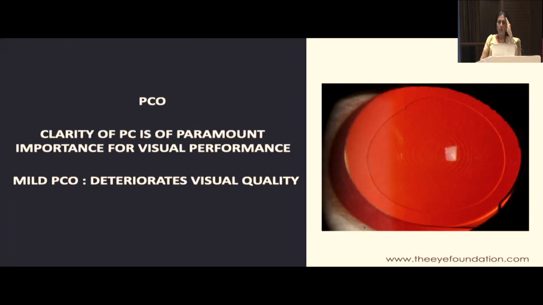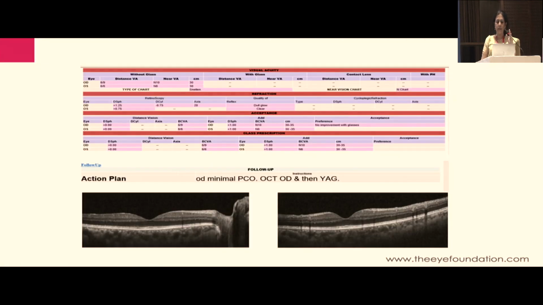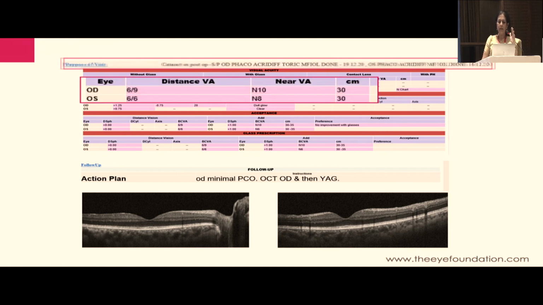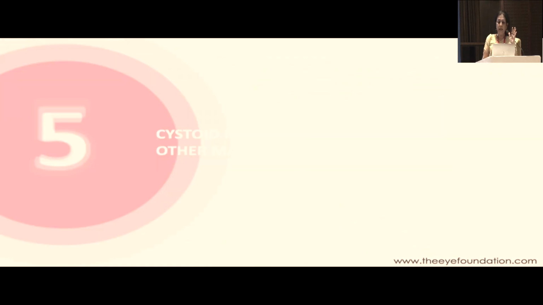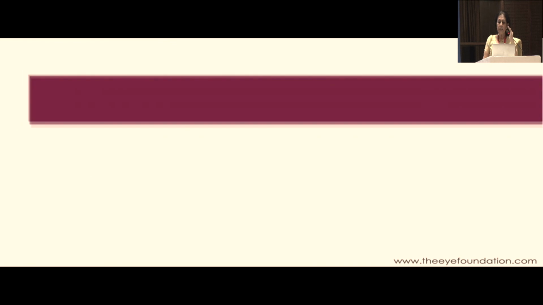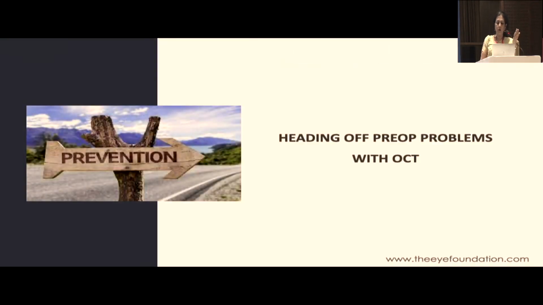Doing a PCO, don't go and just YAG it off. Look whether there's any other cause for drop in vision. Is there a CME? Look into everything and wait for at least a 3 month period before you decide to YAG, and before you know that you're not going to do an IOL exchange for these patients. You need to do a retinal evaluation for CME, lamellar hole or epiretinal membrane, anything which has got missed out, and you need to treat these conditions, and that itself would be a solution of sorts.